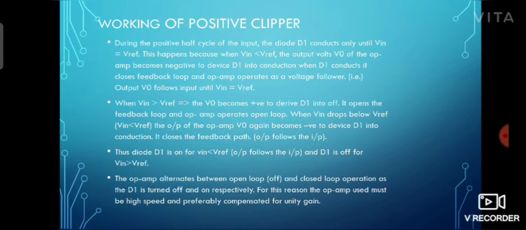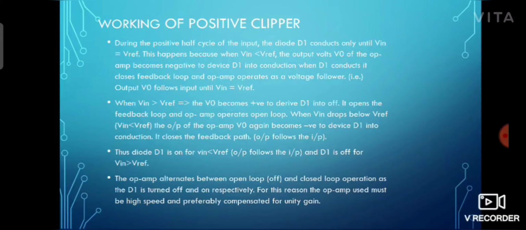Working of the positive clipper. During the positive half cycle, the diode D1 conducts only until V input is equal to V reference. This happens because V input is less than V reference. The output voltage V0 of the op-amp becomes negative, which drives D1 into conduction, and D1 conducts and closes the feedback loop, and the op-amp operates as a voltage follower.